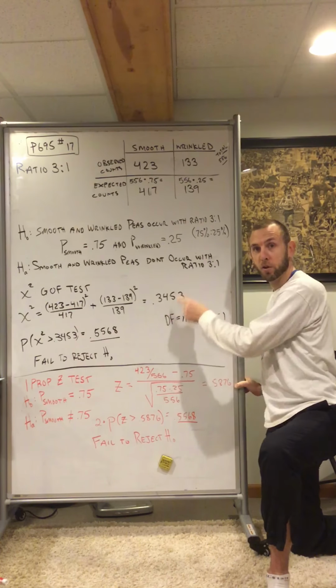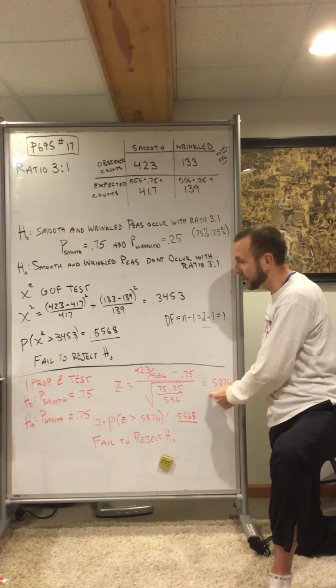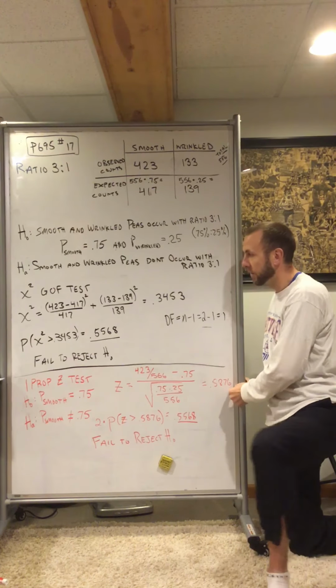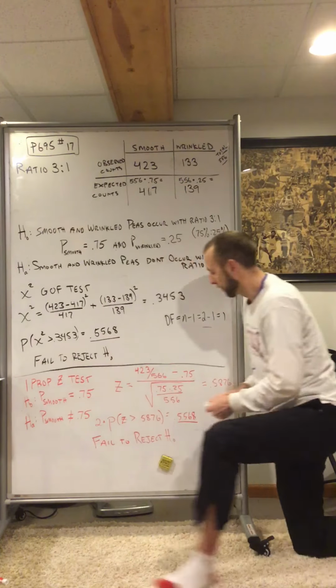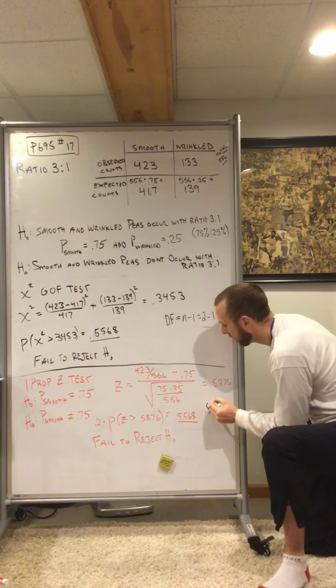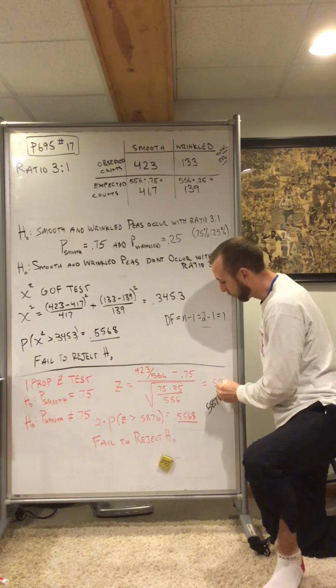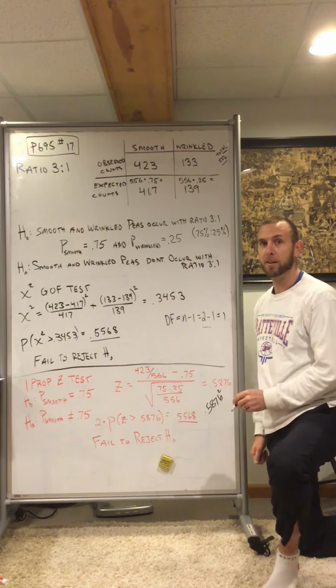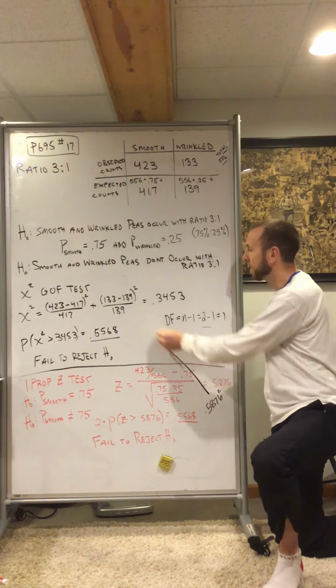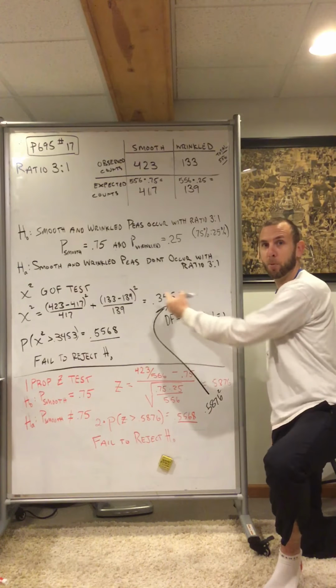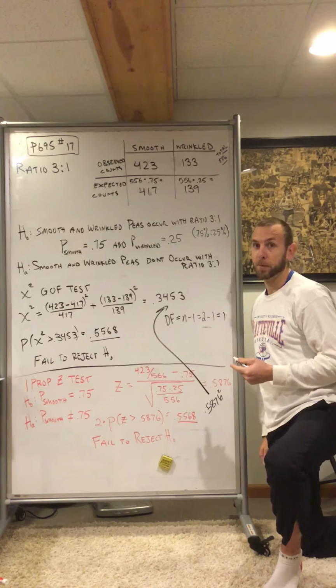Another cool thing is the z-score we got here and the chi-square statistic that we got here are also related. If you take this z-score, 0.5876, and you square it, 0.5876 squared, guess what? 0.5876 squared is 0.3453.